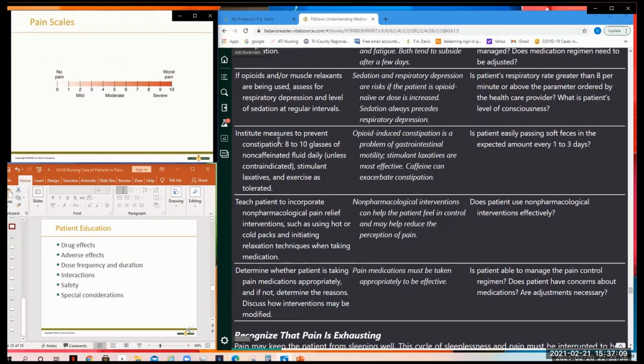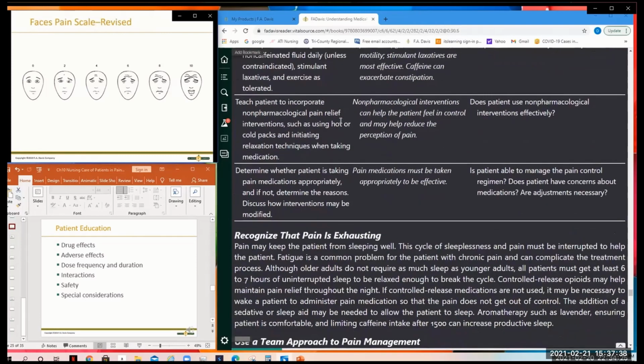Teach the patient to incorporate non-pharmacological pain relief interventions, such as using hot or cold packs and initiating relaxation techniques when taking medication. Non-pharmacological interventions can help the patient feel in control and may help reduce the perception of pain. Does the patient use non-pharmacological interventions effectively?